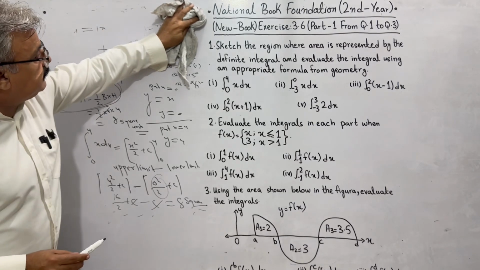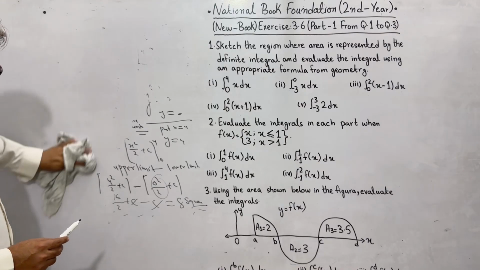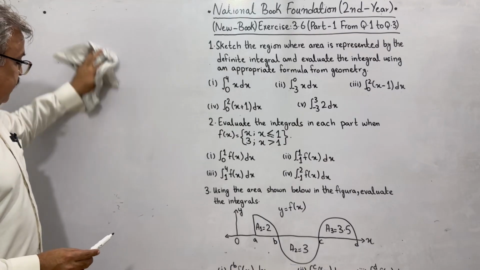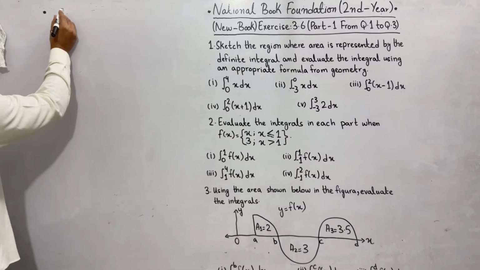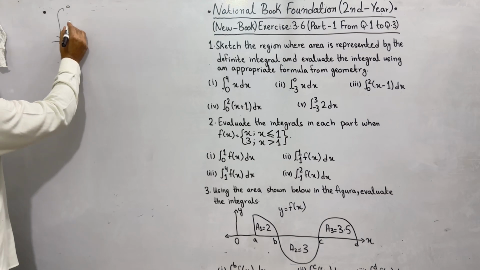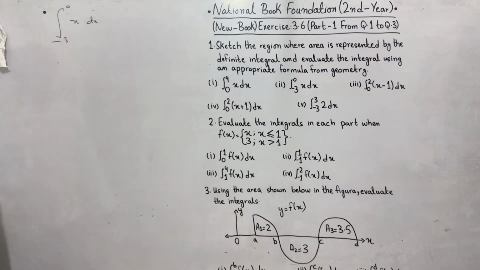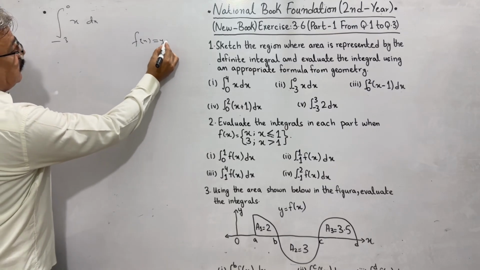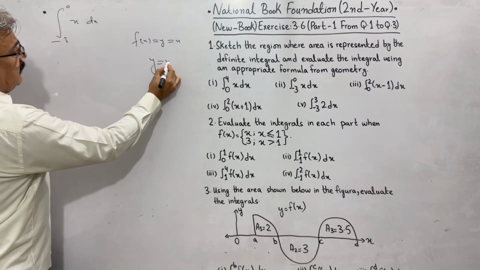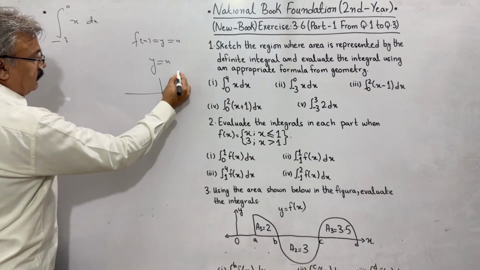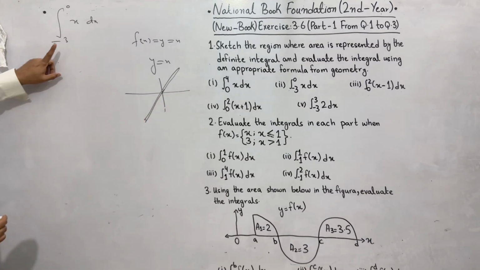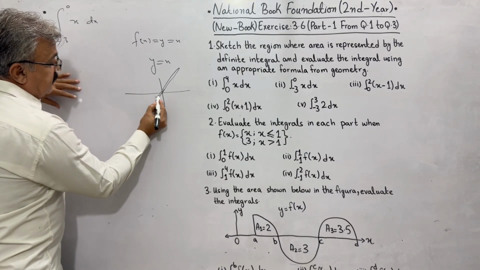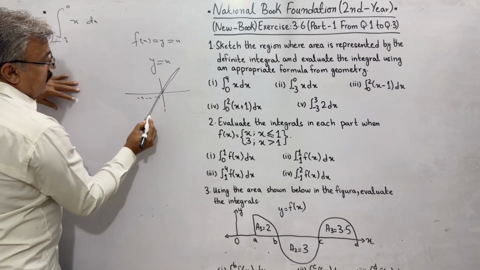Let me erase this first. Same, we have limits minus 3 to 0. These are the limits. It is a definite integral, same x dx. Once again, it's our f of x or y is equal to x. Same line, same graph. Here we have values of x from minus 3 to 0. That's minus 1, minus 2, minus 3.